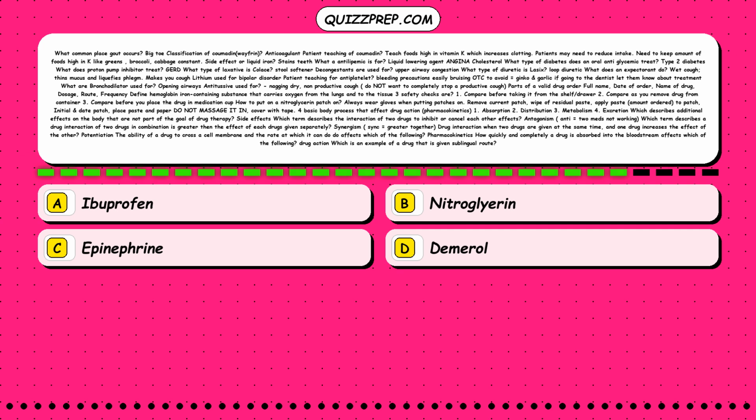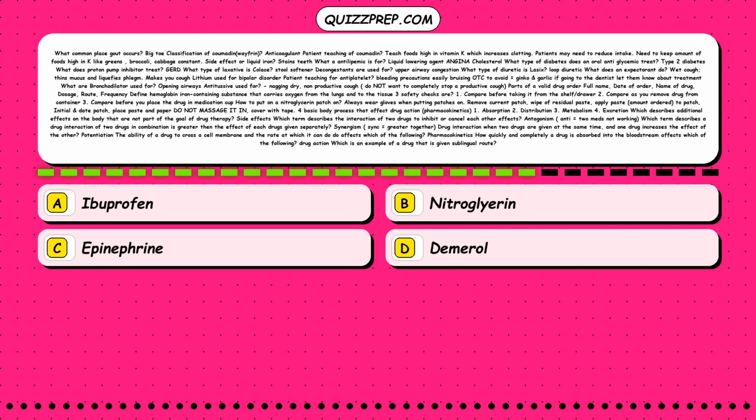Side effect of liquid iron: stains teeth. What is an antilipemic for? It is a lipid lowering agent for cholesterol. What type of diabetes does an oral antiglycemic treat? Type 2 diabetes. What does a proton pump inhibitor treat? GERD. What type of laxative is Colace? Stool softener. Decongestants are used for upper airway congestion.